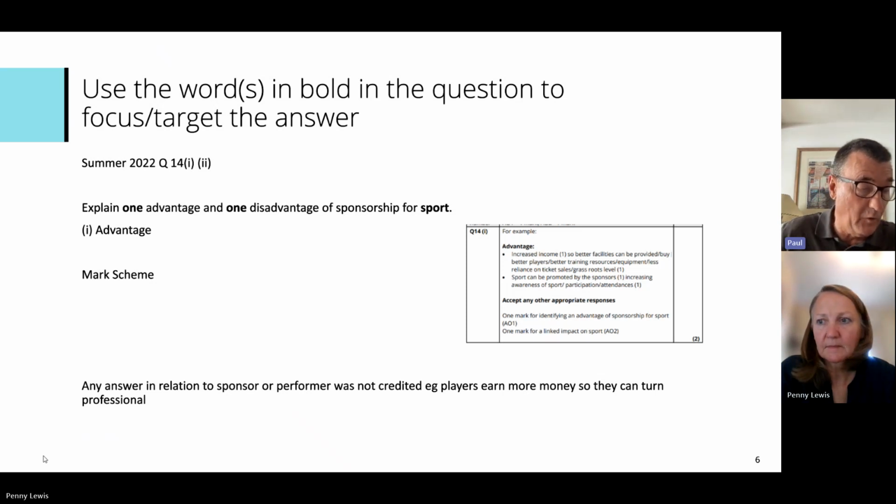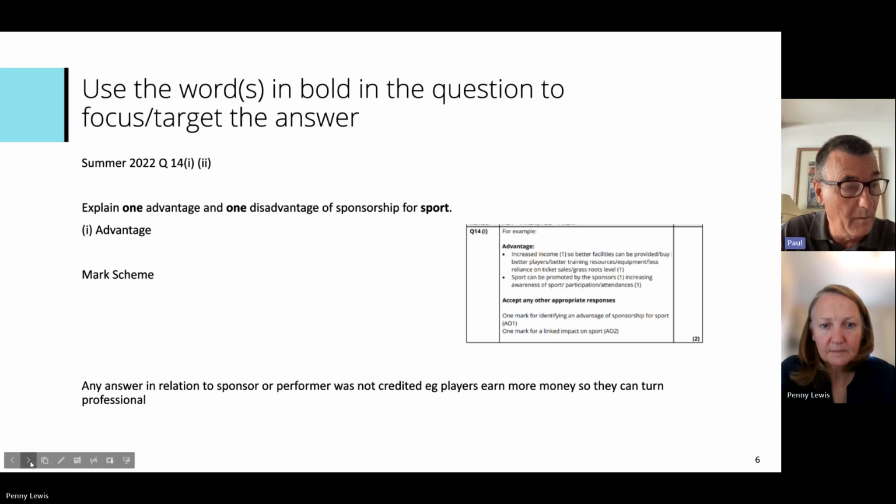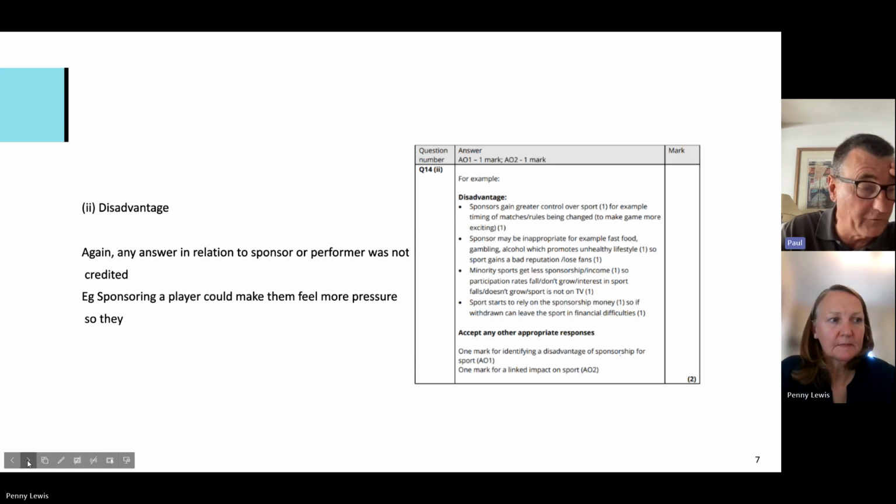Once again, sport is emboldened, so any responses in relation to sponsor or performer were not credited, such as players earning more money. So responses needed to focus again on sport, such as more income for the sport, which would help provide better facilities or equipment. This would gain both available marks. In part 2, the same applies. Disadvantages such as sponsoring a player creates more pressure, so they feel the need to cheat, was not credited because it's to do with the player.